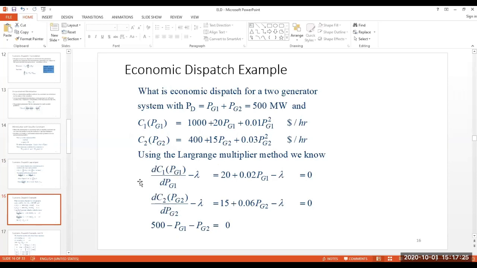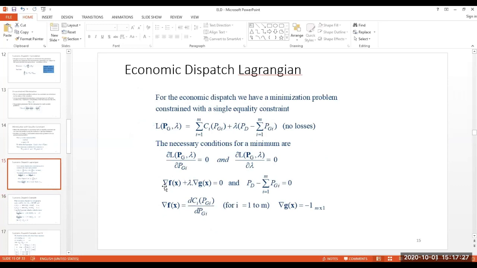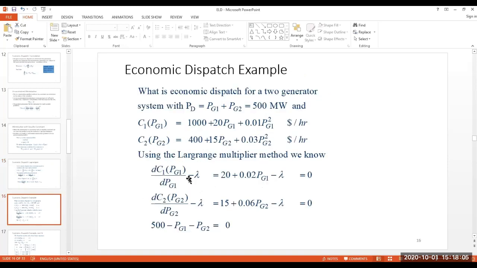So what we form is basically this one: del f of x plus lambda del g of x equals 0. Lambda del g of x is actually -1 times lambda, and the dimension would be m by 1. Because you have 2 generators, you will have 2 equations, i equal to 1 up to 2. You calculate this one, and because of the minus here, if you plug the values here, del g of x here and del f of x here, you will get some minus sign because of this -1. So this is what I am doing.